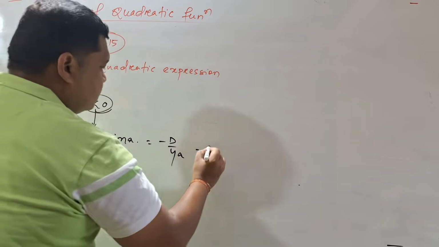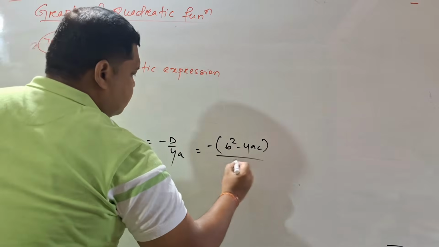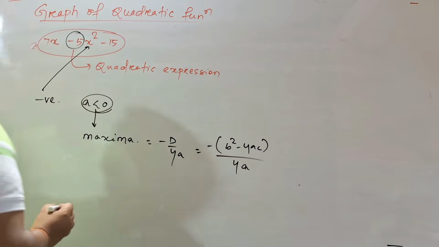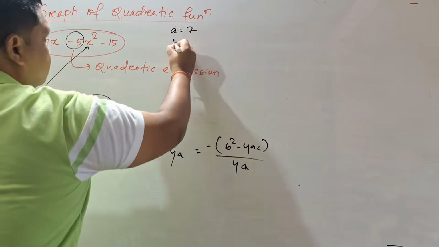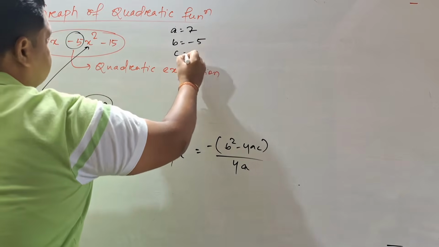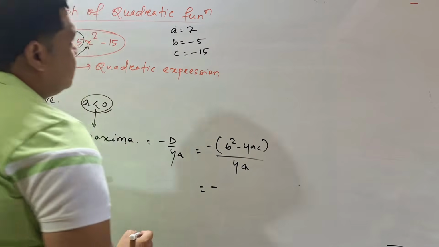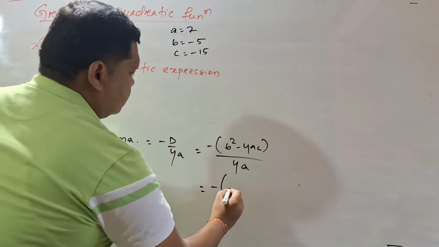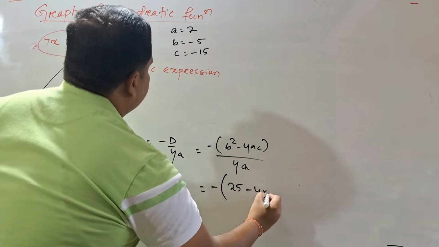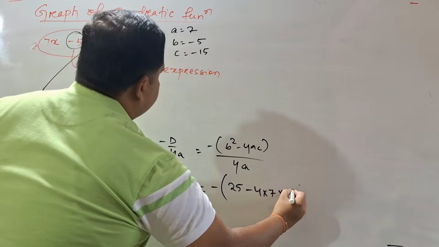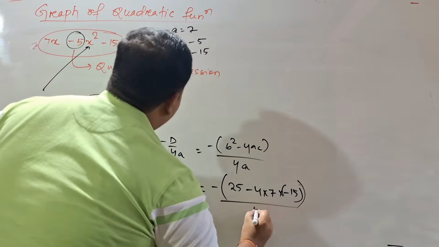Here D means b square minus 4ac, divided by 4a. If I put all these values, here a is equal to minus 5, b is equal to 7, c is equal to minus 15. If I put them here, this is minus of b square, which is 7 square, minus 4a and c, which is minus 15, divided by 4a.